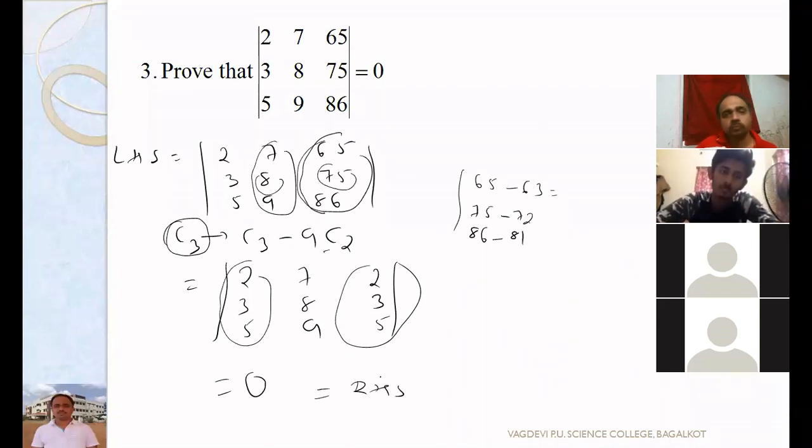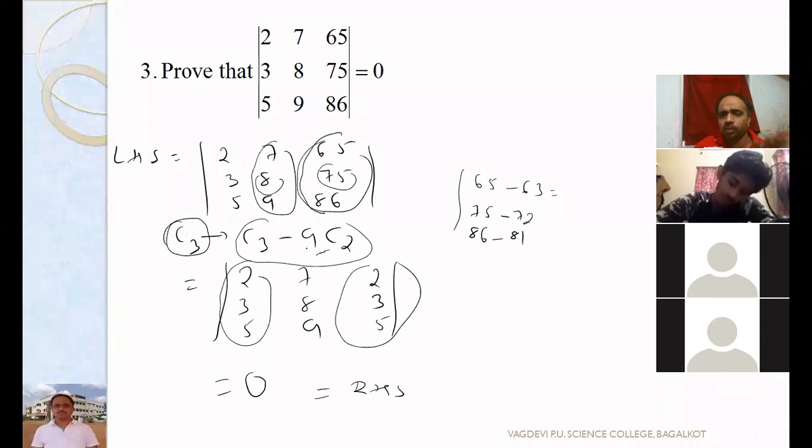So very simple. By doing the operation C3 minus 9C2, you have to observe how I can make two columns identical, how I can make two rows identical. Sometimes I can do R1 plus R2, sometimes R1 minus R2. In the last question, R1 plus R2 plus R3. Here, C3 minus 9C2. You can ask me, sir, how do you get this 9?